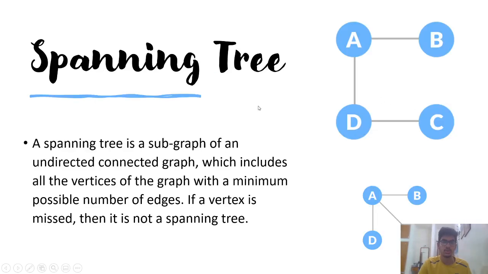Now coming to what is a spanning tree. A spanning tree is a subgraph of an undirected connected graph which includes all the vertices of the graph with the minimum possible number of edges. If a vertex is missed, then it's not a spanning tree. And these two are the examples of a spanning tree.